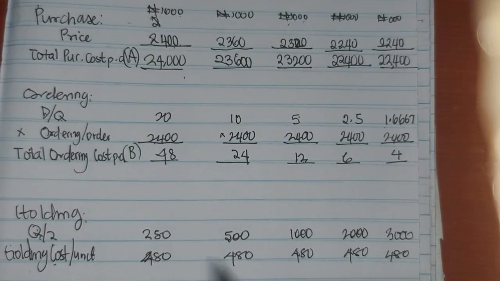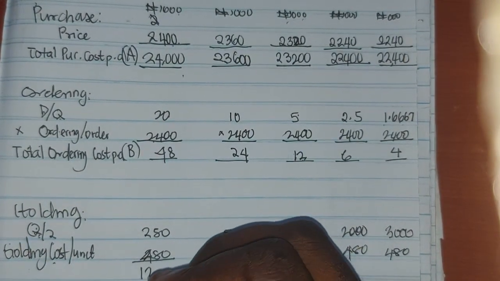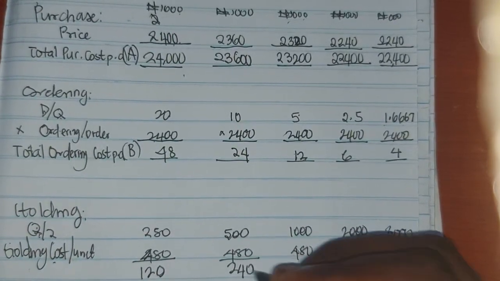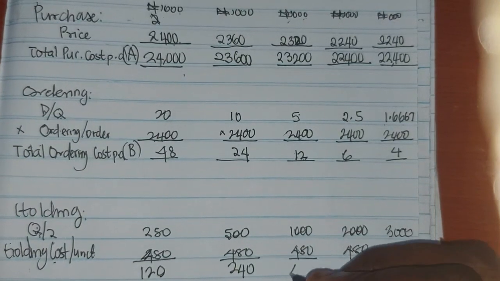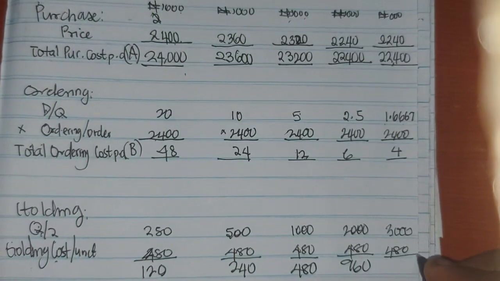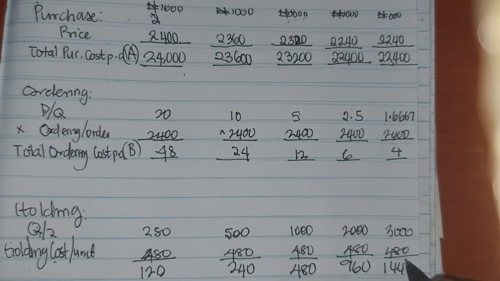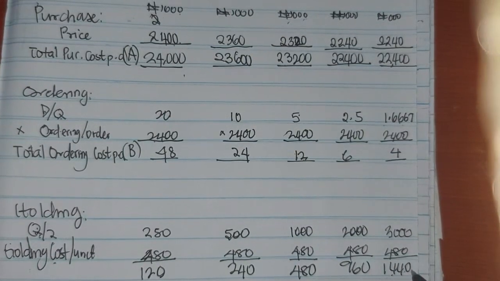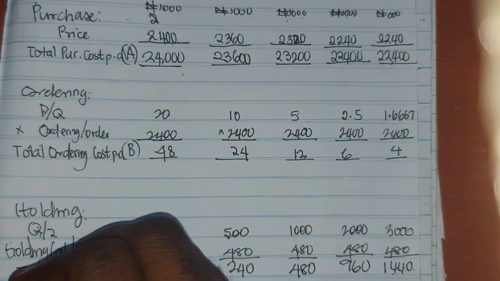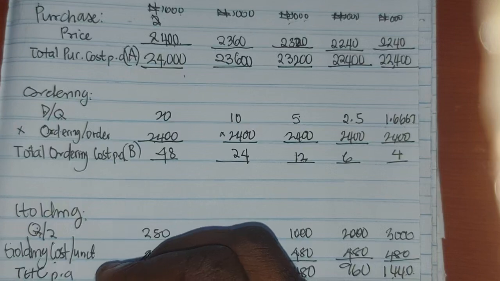That's the holding cost. So when you multiply, you have 120,000. When you multiply, we have 240,000. When you multiply, we have 480,000. When you multiply this, we have 960,000, and this is 1,440,000. Okay. All right. So let's name the total holding costs. Total holding cost per annum. So let us name this one to be C.